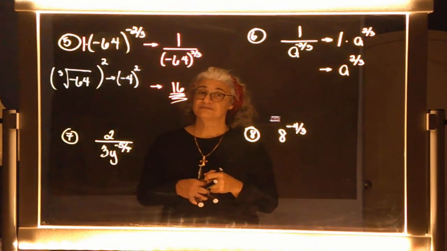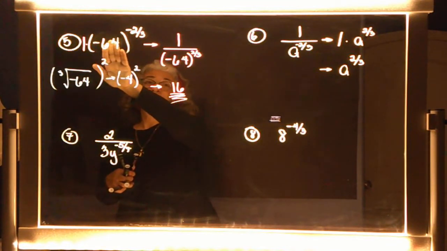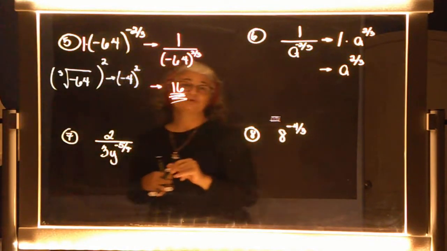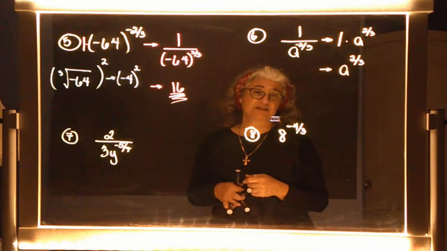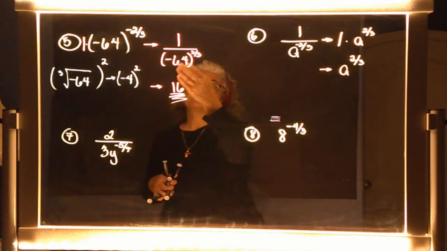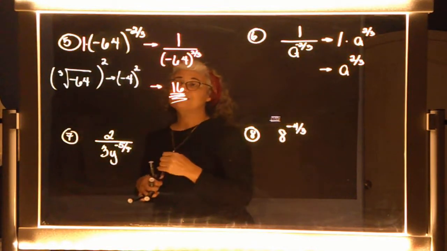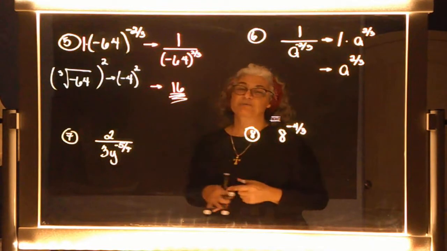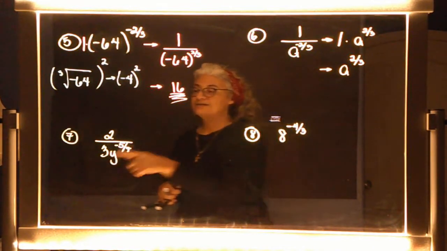Cool? Again, the negative power meant this base, in this case, should be on the bottom, because technically it was in the numerator, so I needed to move it to the bottom. And then it became a problem I'm used to dealing with. I know how to take negative 64 to the 2/3. That means I'm going to take the cubed root of negative 64 and then take that answer and square it, which in this case will give me a positive solution. Okay? Okay, let's look at number 7.